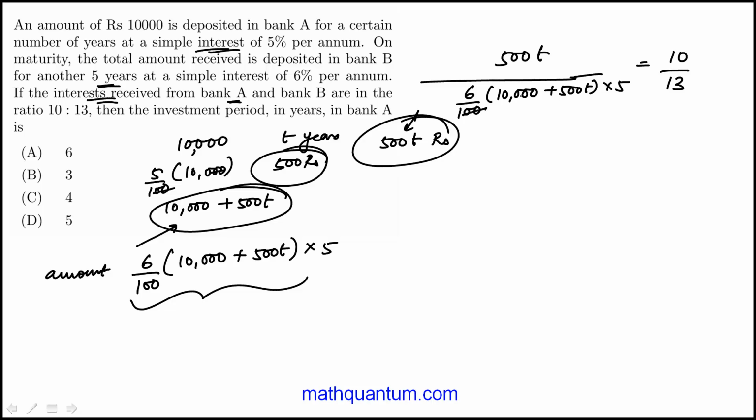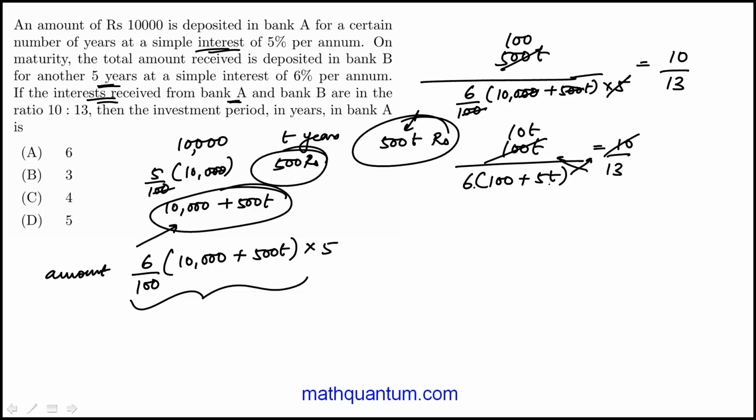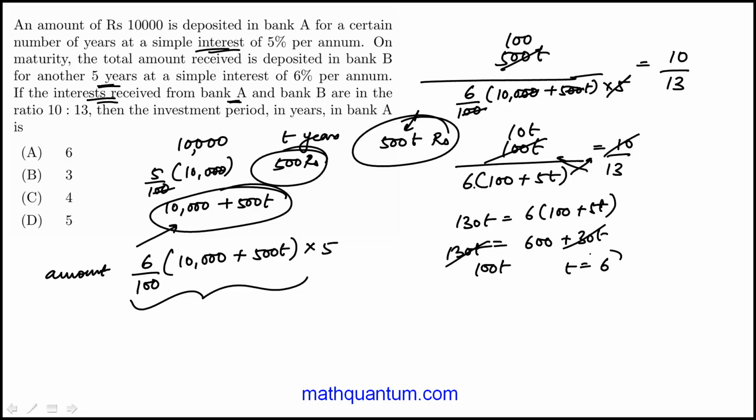So I'm going to divide this by the 100. That becomes 100 T, and at this point I'll rewrite this. 10 over 13, then divide both sides by 10. That's going to become 10T, cross multiply. So 130 T, 6 times 100 plus 5T, distribute. That gives you 100 T is 600, which means T is 6. That's our answer. Now in the exam, if you have time, you can just confirm your work.